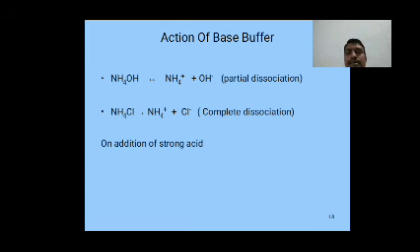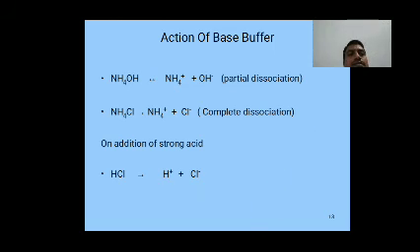On addition of strong acid, the strong acid produces H plus ions. These H plus ions combine with ammonium hydroxide to form weakly dissociated water molecules, hence there is no change in pH value.